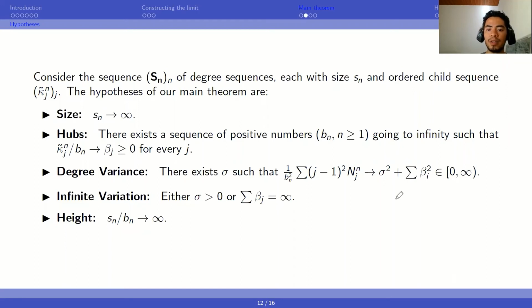The third hypothesis is analogous to the fact that for a Lévy process, the integral of one minimum x squared under the Lévy measure is finite. The fourth hypothesis means that your process has infinite variation. So either you have a Brownian bridge part or the sum of the jumps is infinity. And finally, the order of the b_n is going to be smaller than s_n. In the case that there are no jumps, think of this b_n as just the square root of s_n.